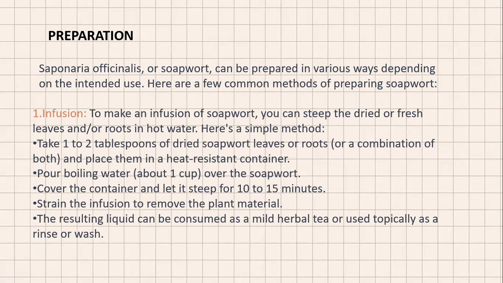Take 1 to 2 tablespoons of dried soapwort leaves or roots and place them in a heat-resistant container. Pour boiling water over the soapwort. Cover the container and let it steep for 10 to 15 minutes. Strain the infusion to remove the plant material. The resulting liquid can be consumed as a mild herbal tea or used topically as a rinse or wash.